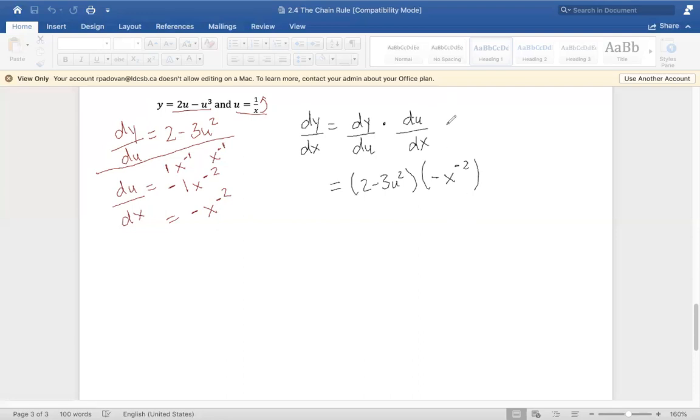Now, in order to evaluate eventually at x equals -2, I need to have all of this in terms of x's, not u's. So the first thing I need to do is change this u. I know that the value of u is 1 over x, so I change it so that all of my answer is in terms of x's. Let's just write that down over here, off to the side, u equals 1 over x. So 2 minus 3, and instead of u, I'm going to have 1 over x. Now that is squared. And then I don't need anything here. It's already in terms of x's.